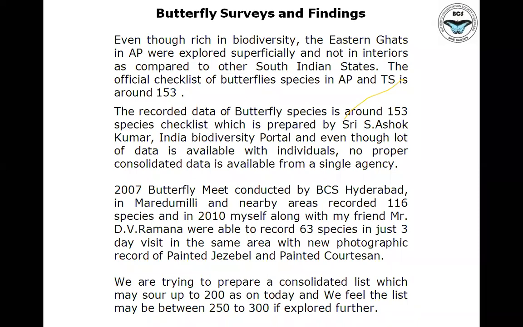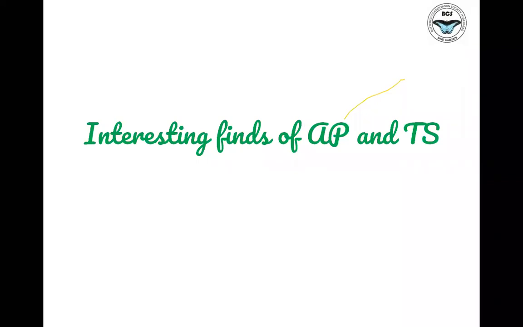That is a new record to my knowledge. Actually, we are trying to prepare a consolidated list which may soar up to 200 as of today by collecting the data from other people also. We feel the list may be between around 250 and 300 if explored further, I mean, the interiors of the Eastern Ghats. We have some interesting findings of butterflies in AP and Telangana state.